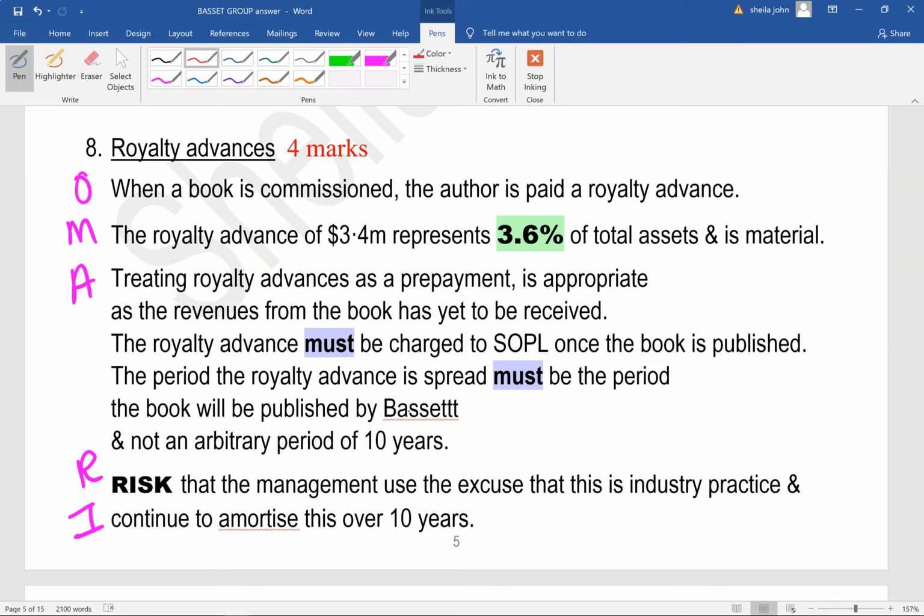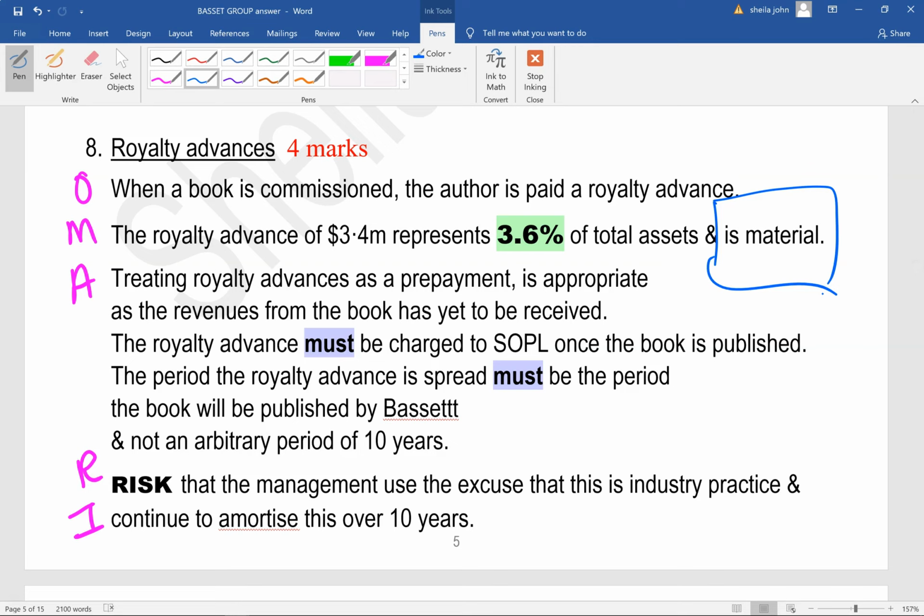Okay, so royalty advance, a story here. When the book is commissioned, the author is paid a royalty advance. Since there's a dollar value, we calculate materiality as well. Now, the important thing when you calculate materiality here is this part here. You need to make a judgment call to say whether it's material or not. If you don't put that down, you don't get any marks for it, even if your calculation is correct.